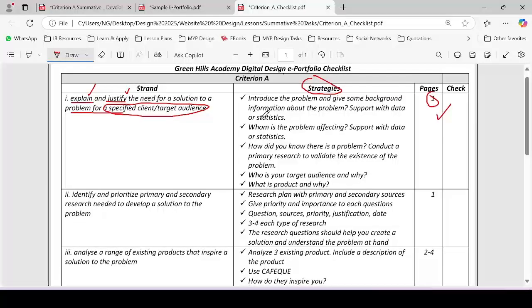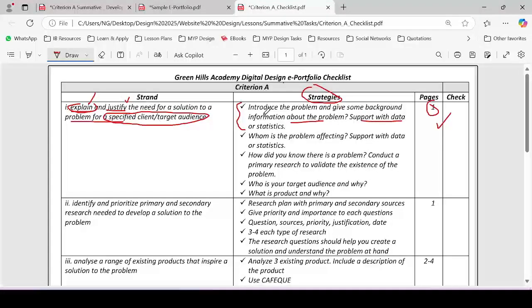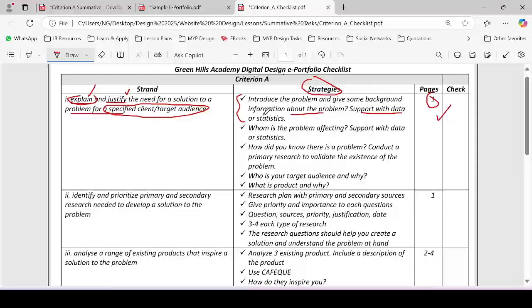Now, when you come to strategies, or what should entail in A1, you introduce the problem and give some background information about the problem. Here you are now explaining. Support with data or statistics. Everything in your portfolio must be accompanied by statistical data. In other words, primary research. For example, there is no way you're going to do this assignment in a fictitious way. This work is non-fiction because you identified the challenge and you're addressing the challenge. There is no way you're going to make it superficial or phony so that it has no reality. Here in design, we deal with real life challenges.